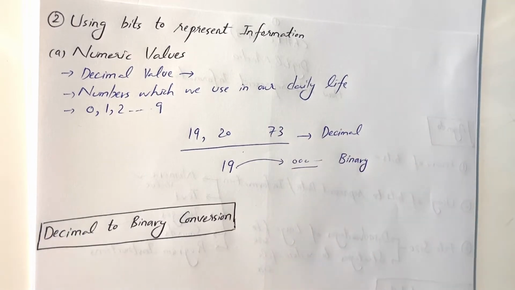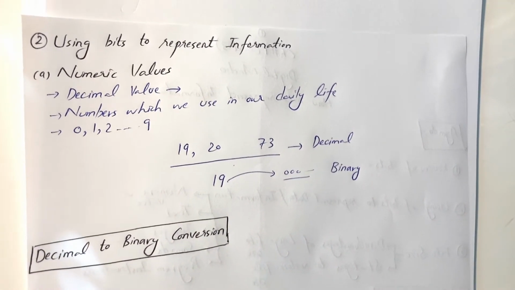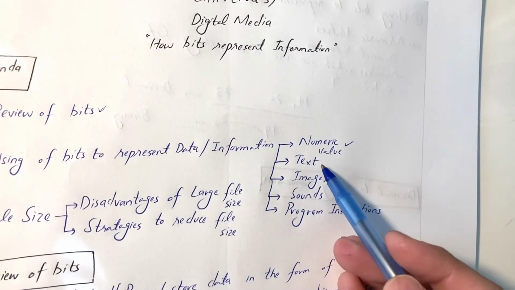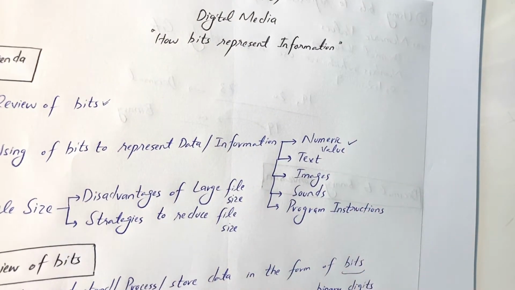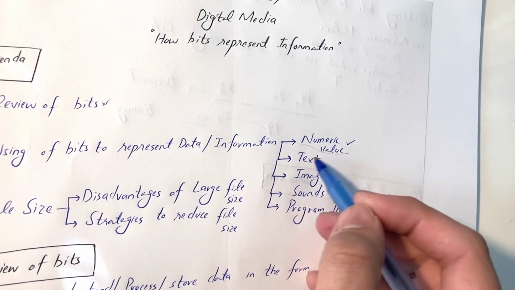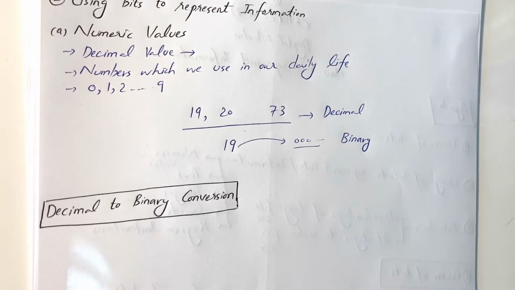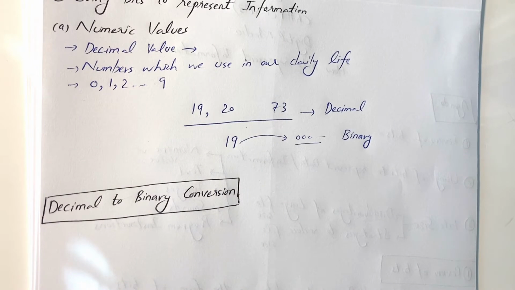Of course, there are different types of data that we use in our daily life. We use numbers, text, images, sound, and program instructions. These are the different types of information which we want a computer to process. So if you want a computer to process a number, text, image, sound, or program instruction, you have to convert it into a language which the computer can understand. That is why we need to do some sort of decimal to binary conversion.